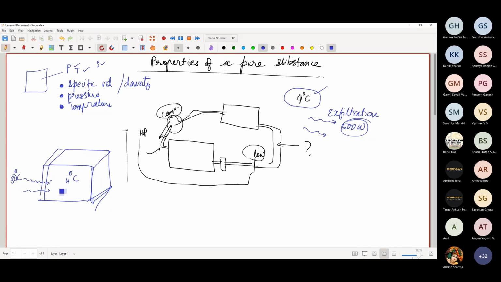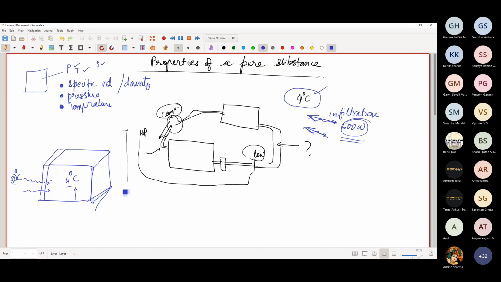So if you start off with a system like this, eventually this 4 degrees Celsius will start rising, and after a very long time it will become 30 degrees Celsius. It will come into equilibrium with the outside air. I've written exfiltration, which is wrong. It's the infiltration of heat. Exfiltration of cold, but infiltration of heat. So the heat is going in at this rate, meaning you have to extract this much amount of heat.